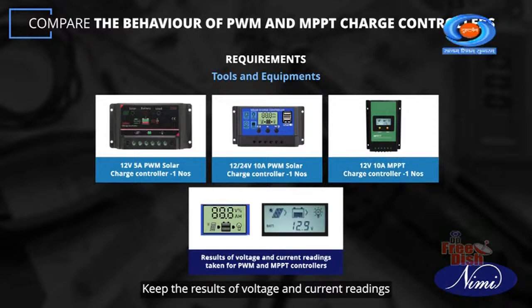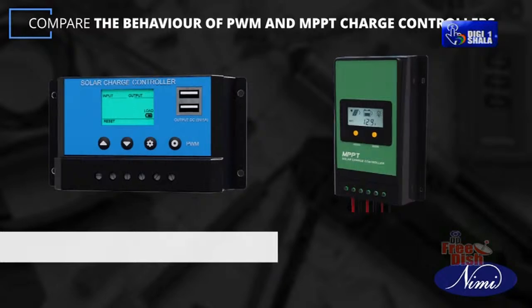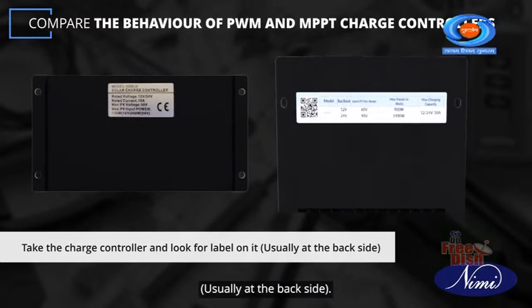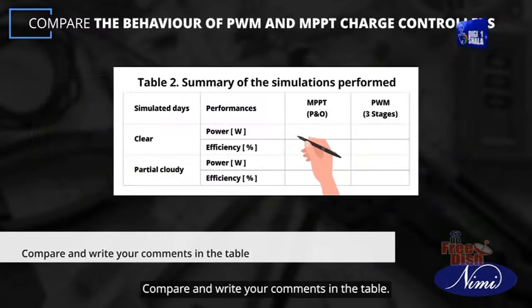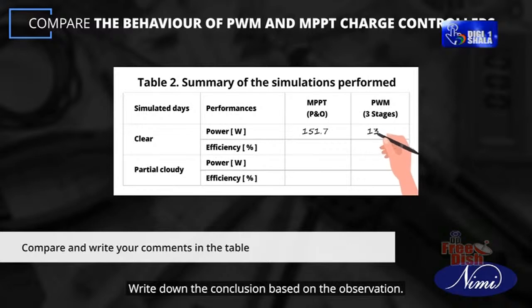Keep the results of voltage and current readings taken for PWM and MPPT controllers in previous procedures ready. Take the charge controller and look for label on it, usually at the back side. Compare and write your comments in the table. Write down the conclusion based on the observation.